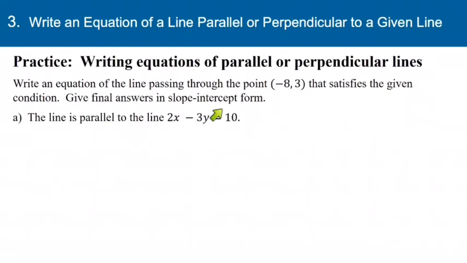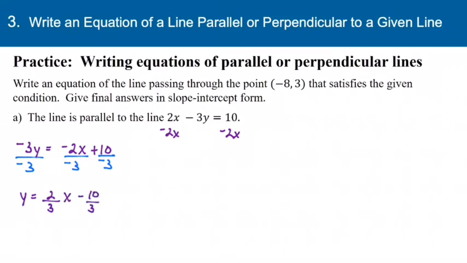In order to get our new line to be parallel to this line, I need to know this line's slope. So I will solve this equation for y. So I start out by moving the 2x to the right side. That gives us negative 3y equals negative 2x plus 10. Now in order to isolate the y, we'll divide everything by negative 3, and that will give us y equals 2/3 x minus 10/3. And so we now see that the slope of this line is 2/3.